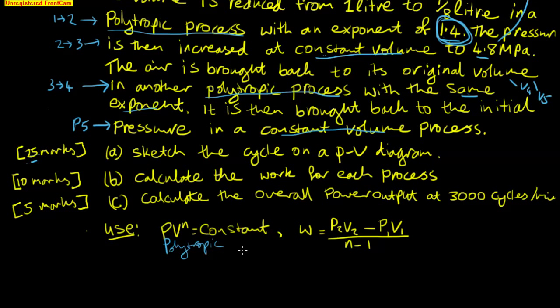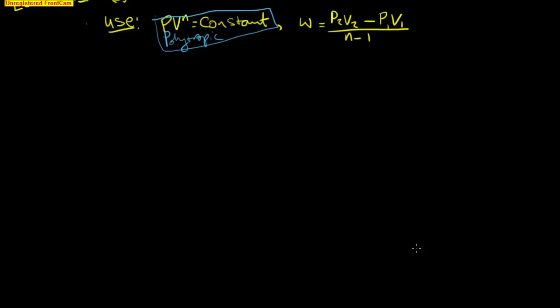Okay, so we're asked to sketch the cycle on a PV diagram, and that's worth 25 marks. We're given PV^n is equal to C, which we know is for a polytropic process. We're also given an equation for work.